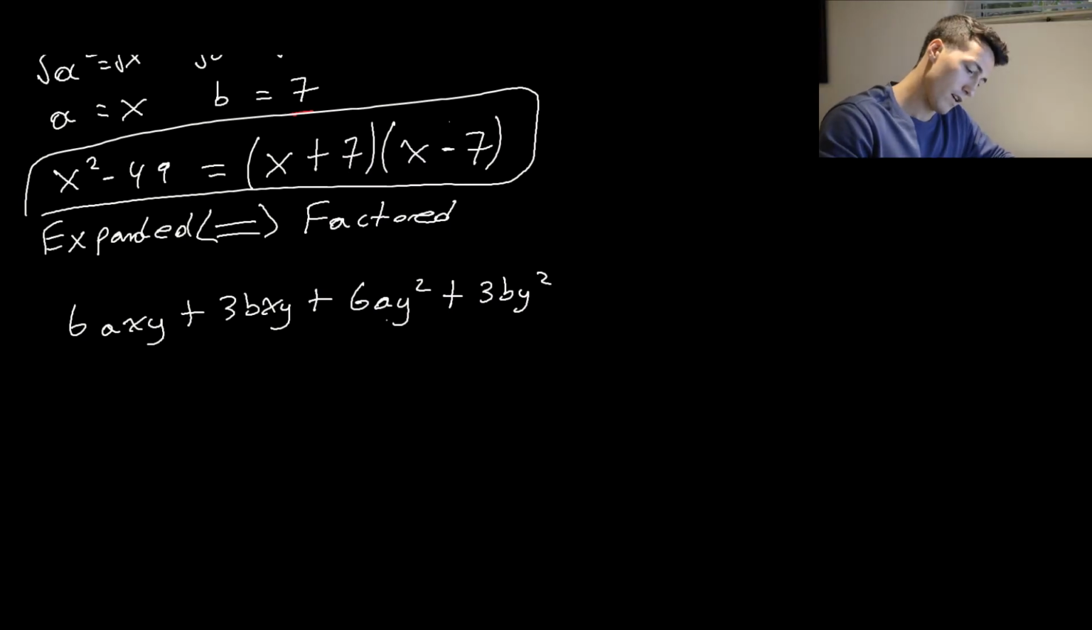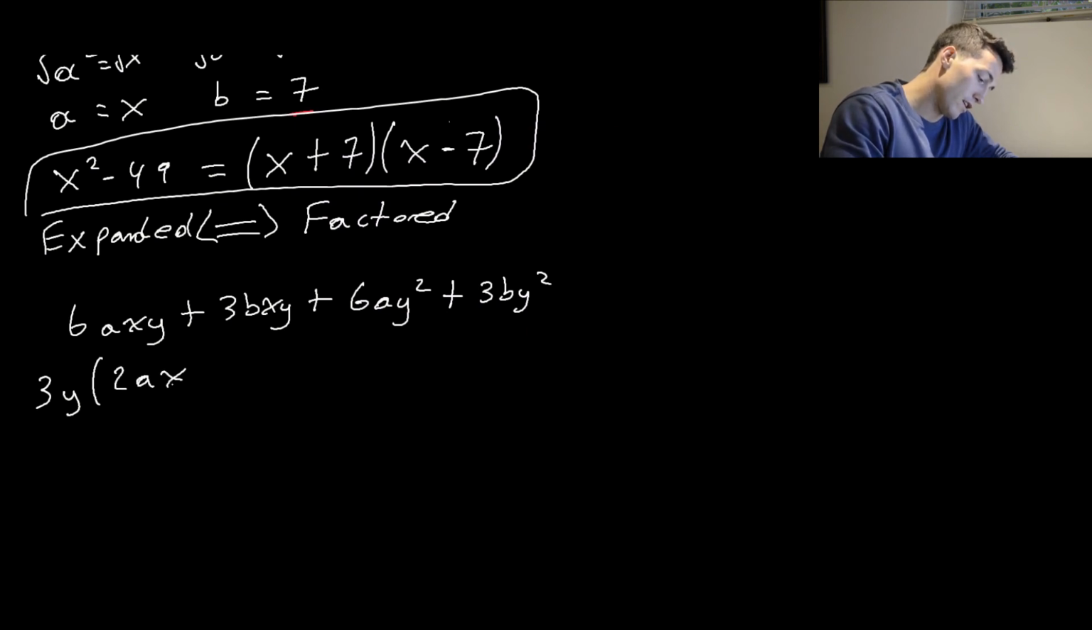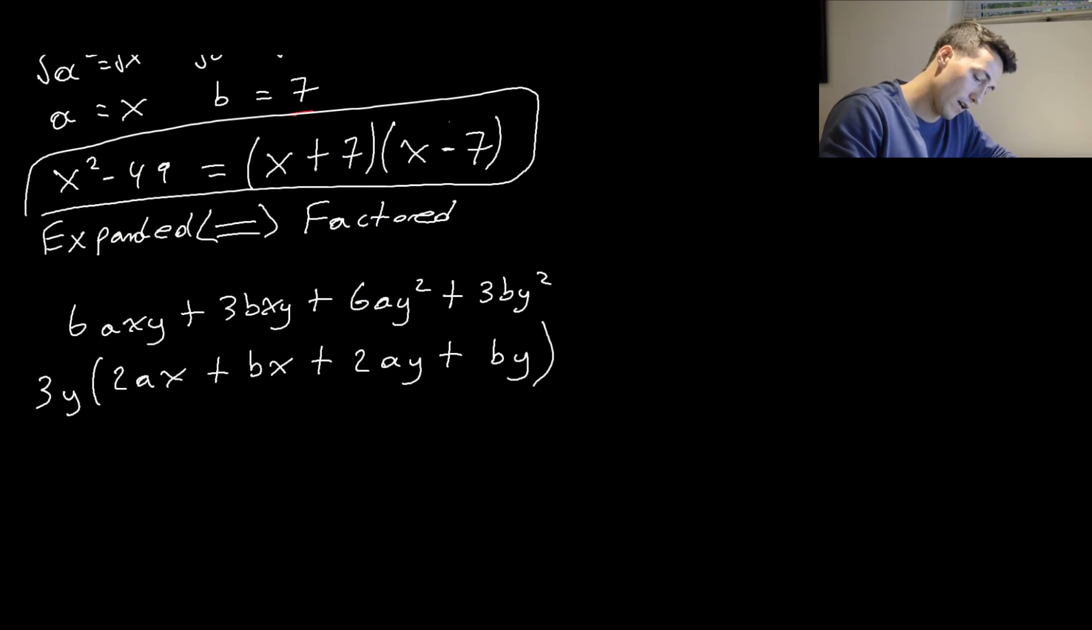So what I see is 6, 3, 6, and 3 for the coefficients. So I know that 3 is a factor of 6, and 3 is a factor of 3. So I'm going to write 3 as a greatest common factor. And then we have axy, bxy, ay squared, and by squared. So I'm actually going to take out a y because that seems common to all of them. So I'm going to write 2ax plus, and we took the 3 out, so it's just bx, and then plus 2ay, and plus, let's see, that's going to be by.